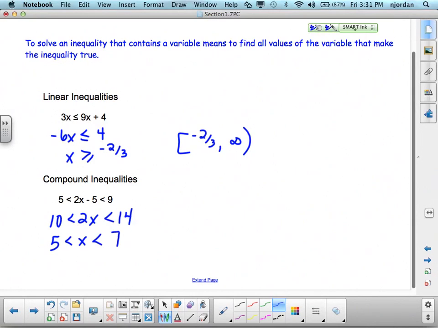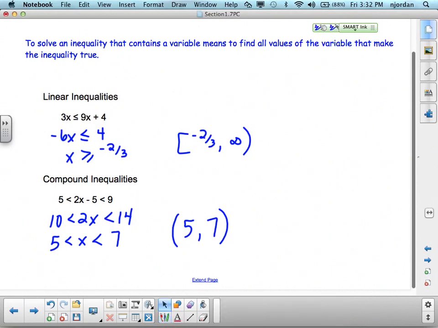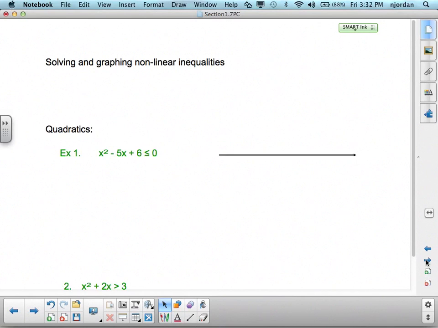Now again, if we were shading that on the number line, our shading would be in between our two, what I call boundary points. Here, again, they are open circles at 5 and 7 because the inequality symbol is less than. So we have open brackets or parentheses for our interval notation. Okay, so just a little refresher on linear inequalities.